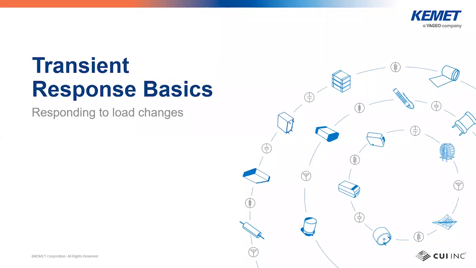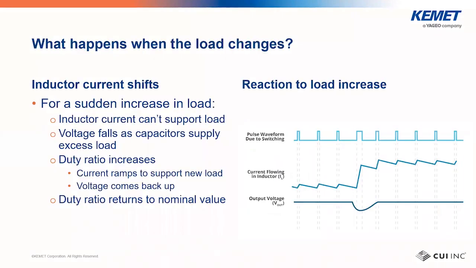So now let's take a look at transient response and see how power supplies respond to load changes. Again, the discussion starts with ripple current. What happens to the ripple current when the load changes? In the graph, you can see that starting from the left, we have a nice constant ripple current shown in the middle. Our output, shown at the bottom, is steady and the pulse width at the top is constant.